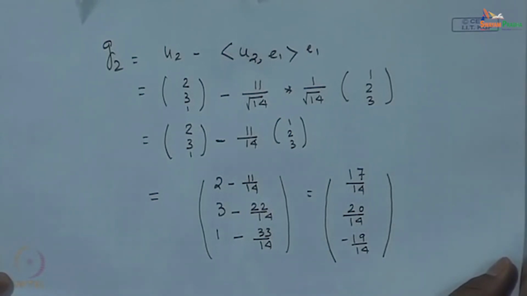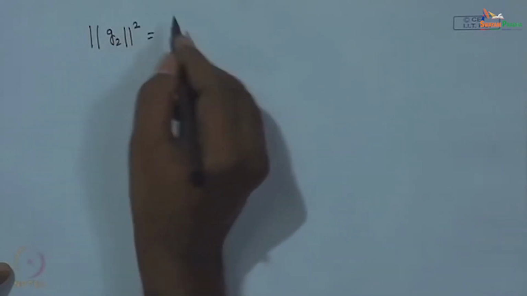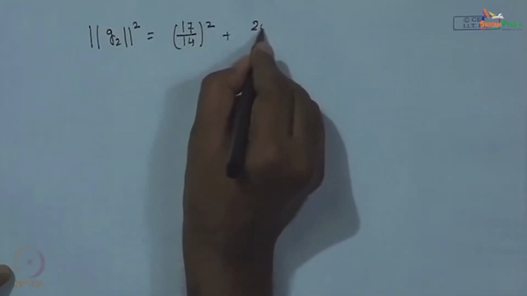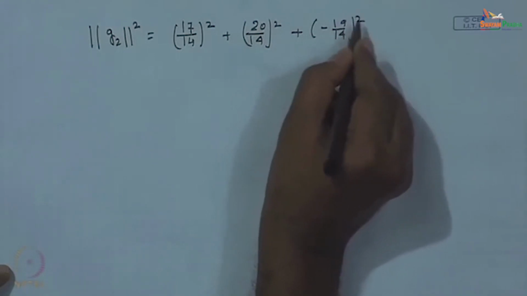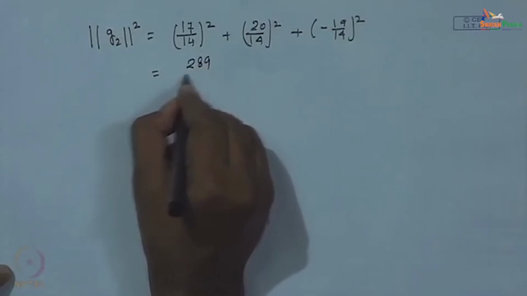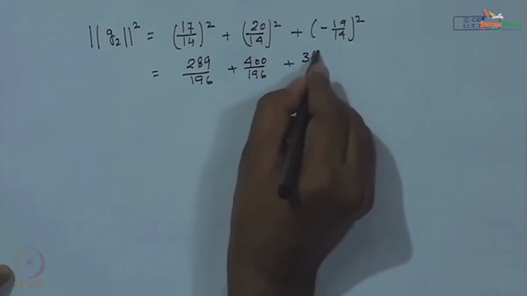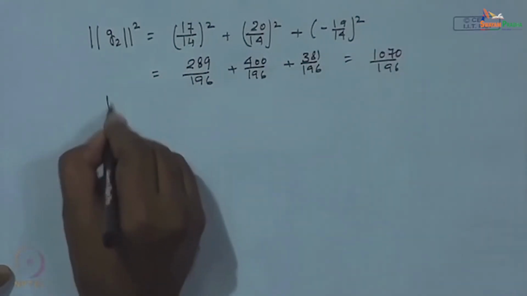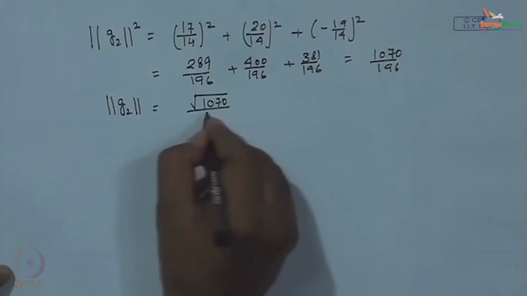So, therefore, we make its norm to be 1. We evaluate the norm of g2: this becomes (17/14) squared plus (20/14) squared plus (-19/14) squared. So, this becomes 289/196 plus 400/196 plus 361/196, and the whole thing becomes 1070/196, and the norm of g2 is nothing but root of 1070 divided by 14.